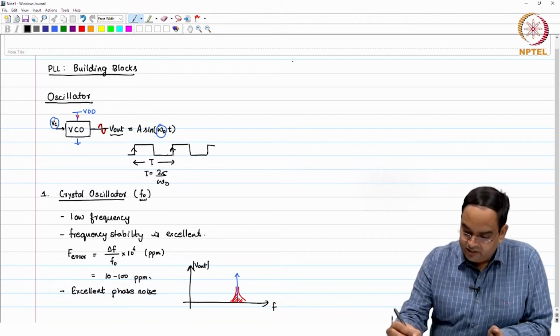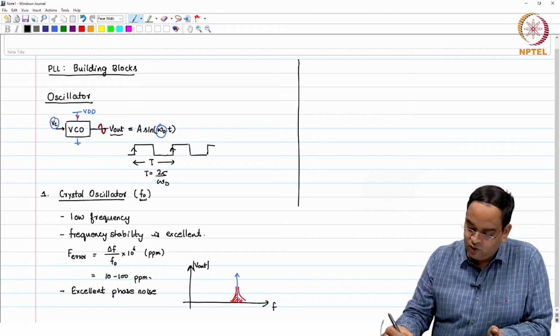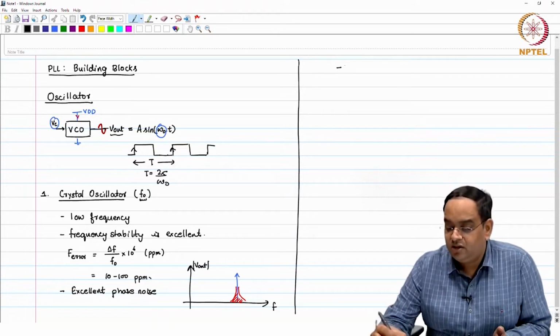The only bad part about the crystal oscillator is that it is quite bulky. Crystal oscillators are bulky.